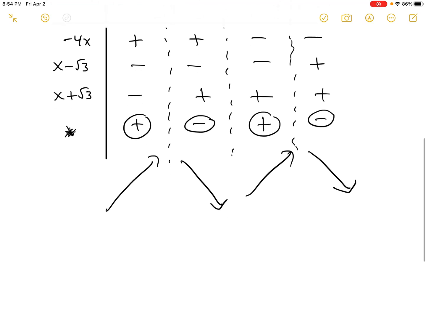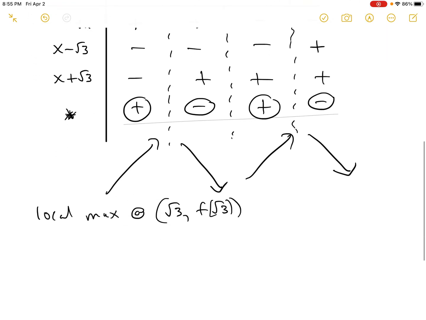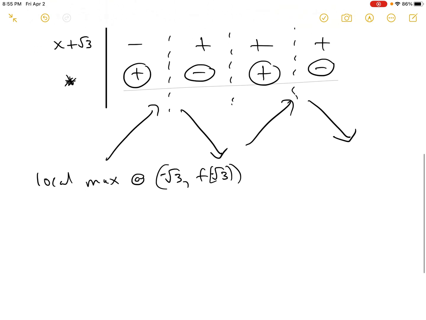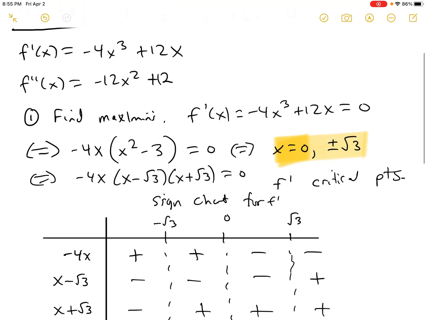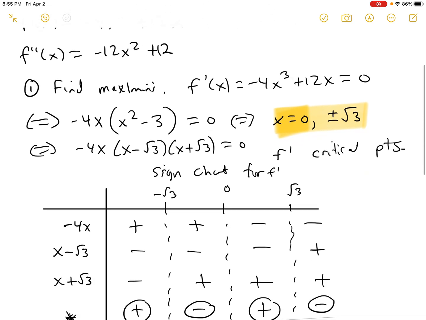And so there is a local max at minus root 3, f of minus root 3, sorry. A local min at 0 comma f of 0, and then another local max at root 3, f of root 3. All right. Okay.